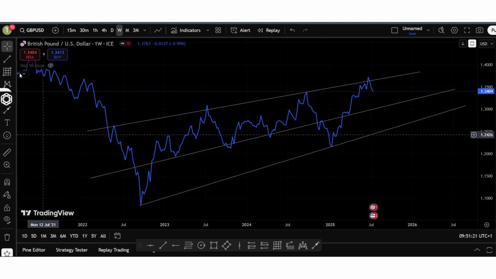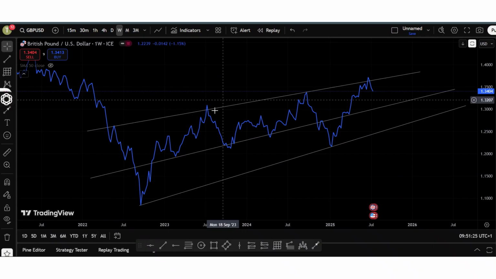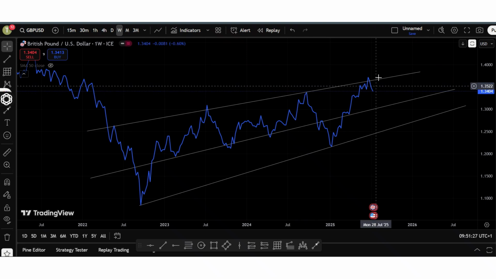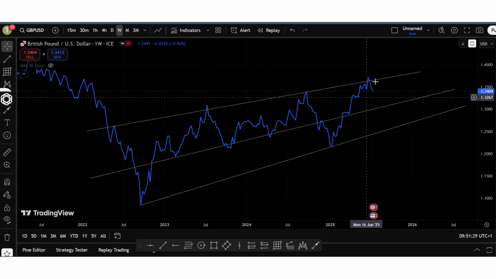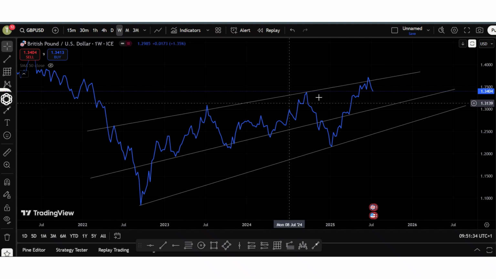So we've drawn our trend lines from the weekly candle. You can see we have a resistance over here. We have a resistance. We have a resistance. So the market seems to be turning from this resistance. It's a very strong resistance on the weekly.